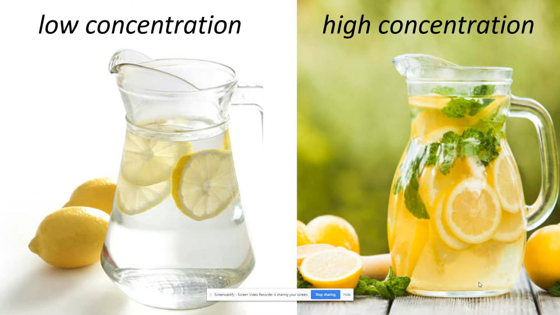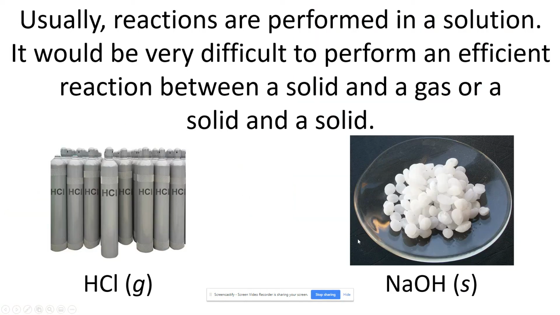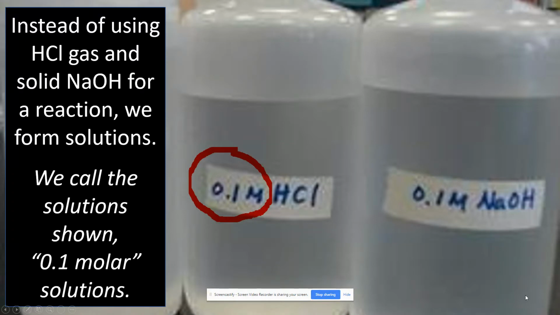For chemists, they're not totally satisfied with saying something has low concentration or high concentration. They want to know exactly how much is dissolved. The reason we use these units of molarity is because reactions are typically not performed well when you mix solids or gases, but when you dissolve these substances into a solution, making it aqueous, they tend to react better.